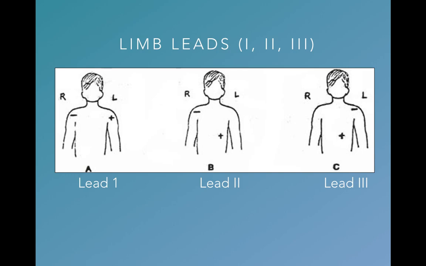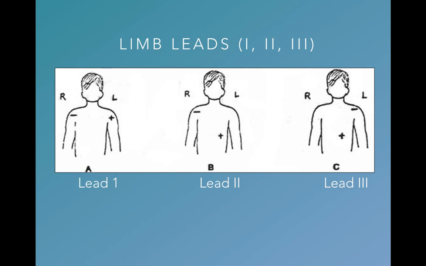So these are the standard limb leads, 1, 2, and 3. So you see a negative and a positive. Each one of these limb leads has a negative and a positive electrode. And remember that depolarization is always going to go towards the positive electrode. So take lead 1, for example. The left arm, or the left shoulder, is going to kind of be your camera angle. So if you see an upward deflection in lead 1, that means that the electrical conduction is moving towards that lead.